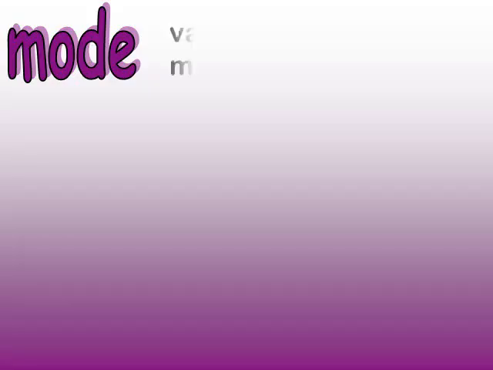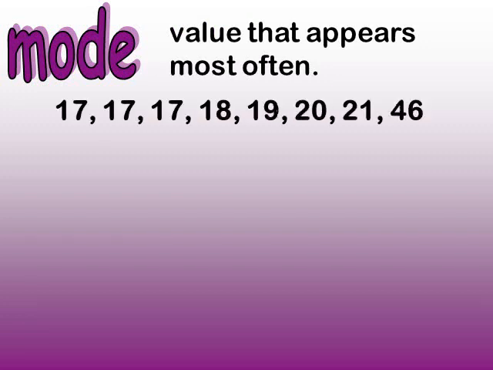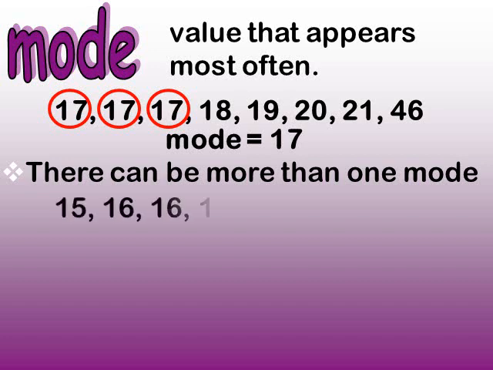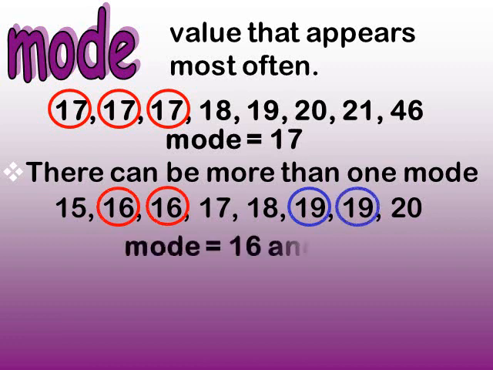Mode is a value that appears most often. As you can see in our data set, we have 3 17s. The mode is 17 because it appears most frequently. There can be more than one mode. For example, in this list down here, we have 2 16s and 2 19s. So the mode is both 16 and 19.